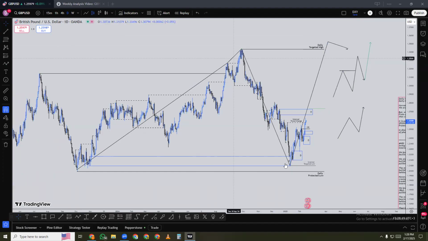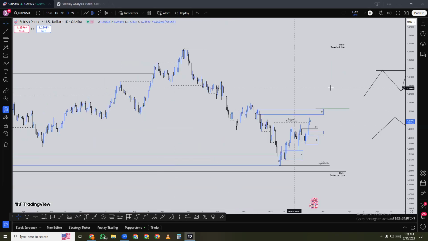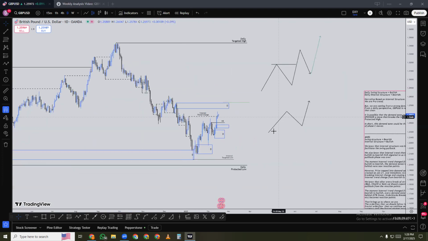Right now, there are signs that tell us a movement has started, and one of the signs that I use is the internal structure. What do we mean by inside? Because this is the larger picture, and inside it we have smaller movements, which is what I call the internal trend.